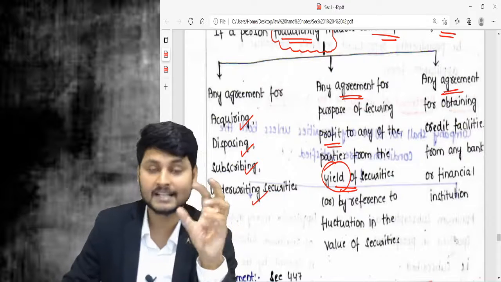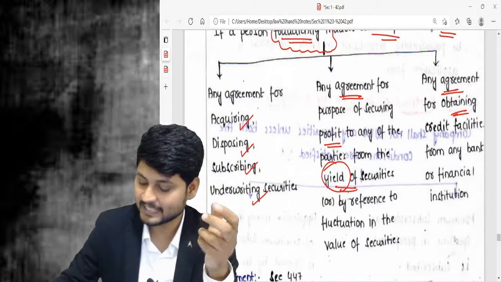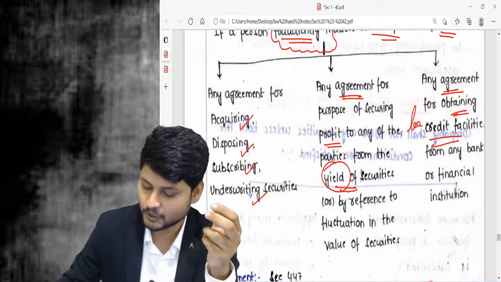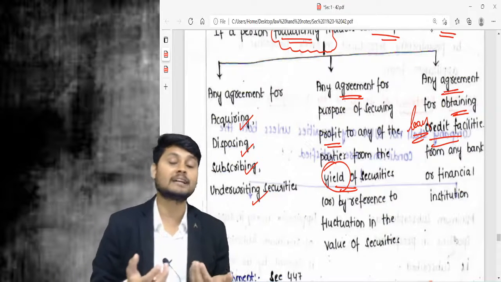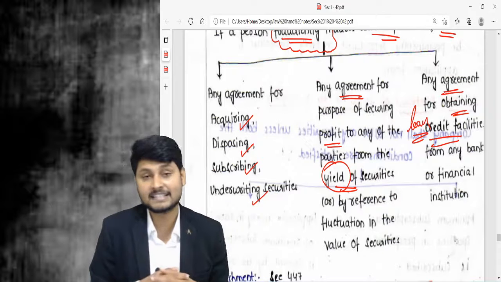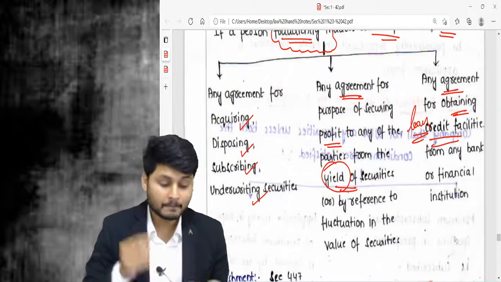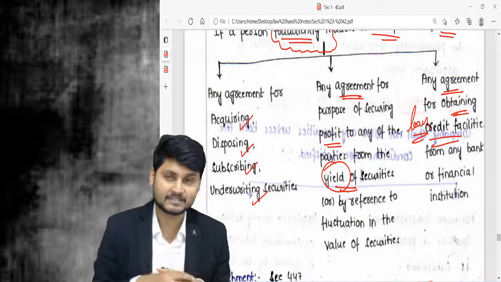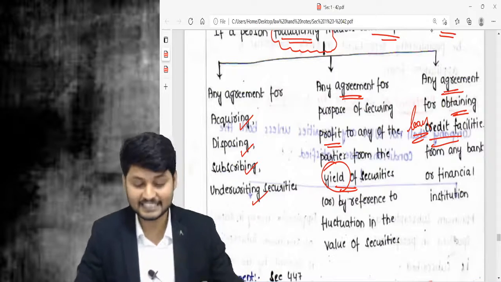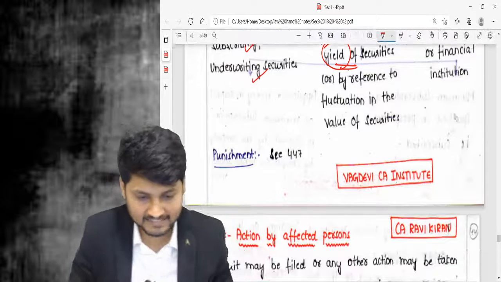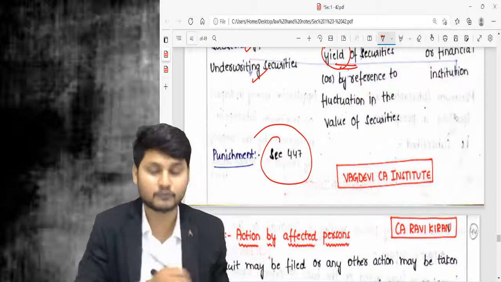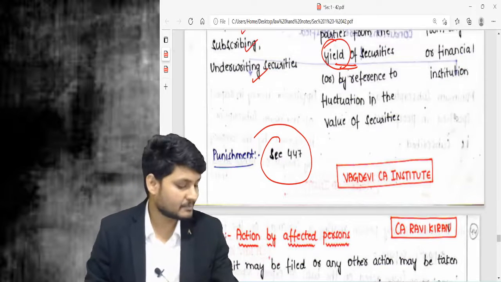Come to the third point, any agreement for obtaining credit facilities. What is a credit facility? Loan facilities from any bank. He is now trying to get loan facilities from the bank by making a statement which is false in nature, which is misleading in nature. If that happens, then for all these cases, the punishment would be under section number 447. I guess you are all getting the point very clearly.